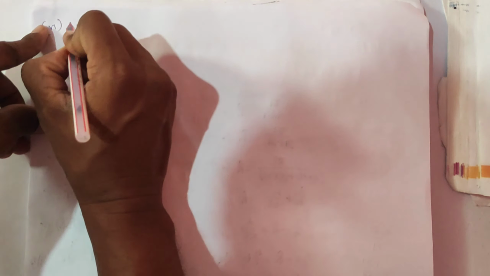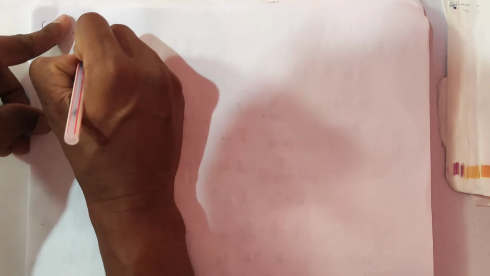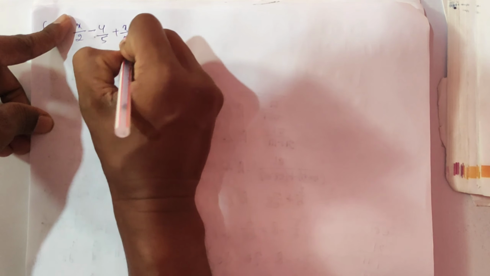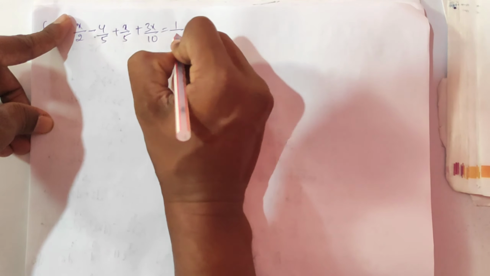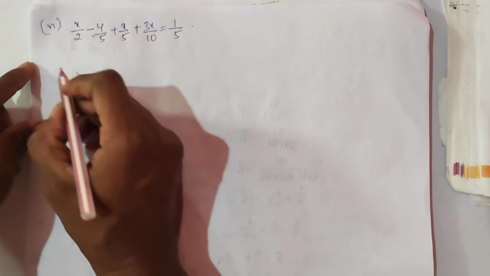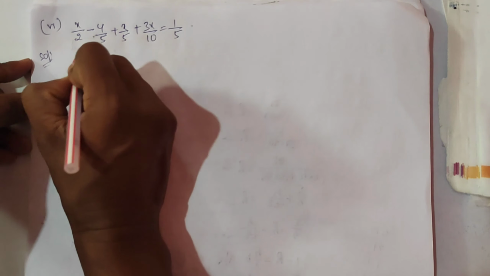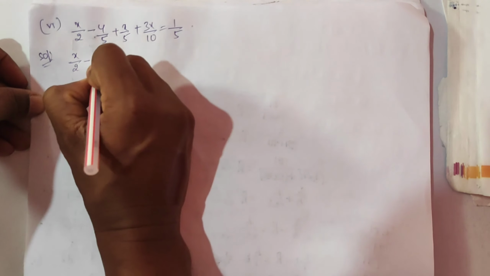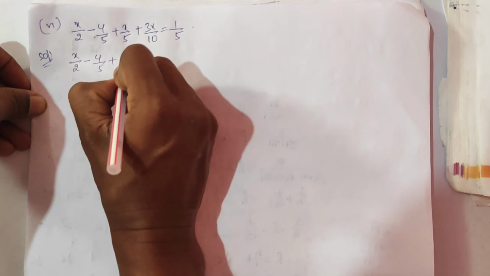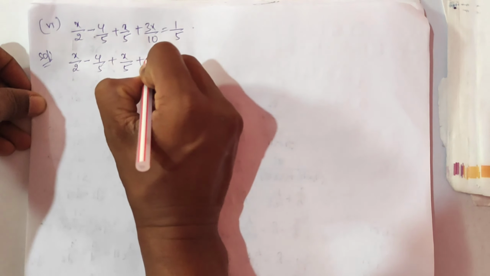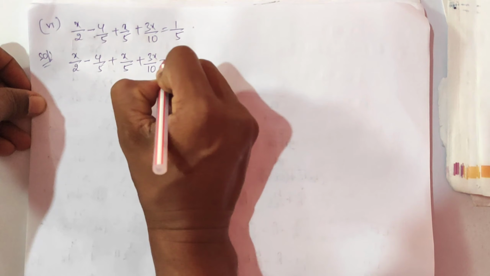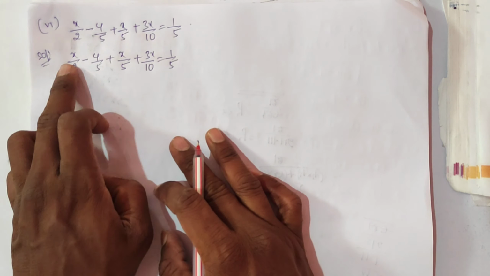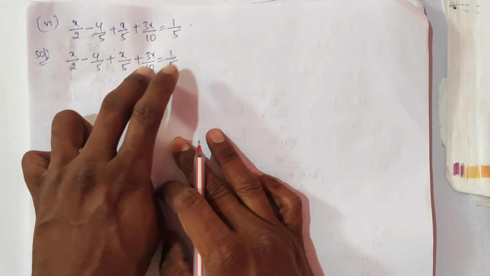Question number 6. Question number 6 is what? x by 2 minus 4 by 5 plus x by 5 plus 3x by 10 is equal to 1 by 5. Right? What is the question given? x by 2 minus 4 by 5 plus x by 5 plus 3x by 10 is equal to 1 by 5. Variable, constant, variable, variable, constant.